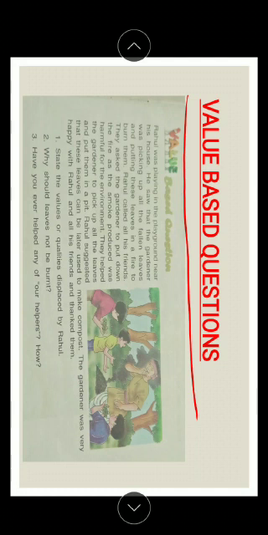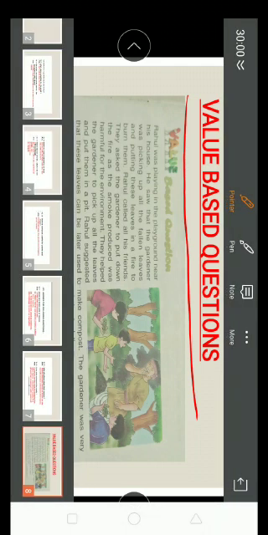Now the questions are here. State the values or qualities displayed by Rahul. What were the good qualities in Rahul? Second, why should leaves not be burnt? You may be knowing, I have explained in my previous video. And question number 3 is, have you ever helped any of our helpers, and how? Let us see the answers.